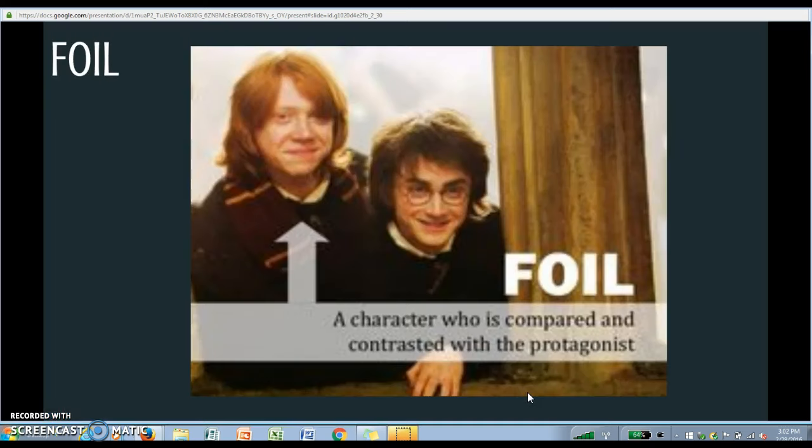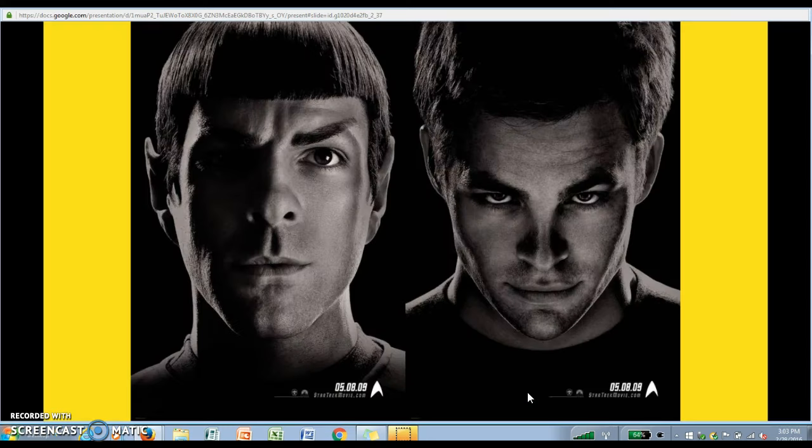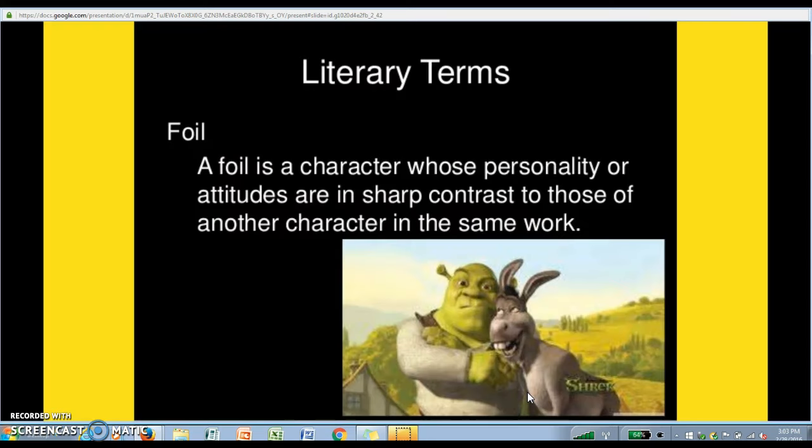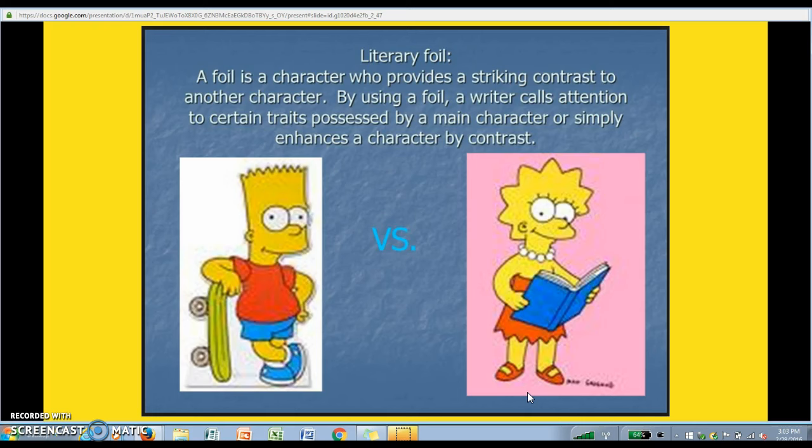So for our last term, let's talk about foils. So a foil is a character who is compared and contrasted with the protagonist. And there are so many great foils that we can think of, including Ron and Harry, Spock and Kirk, Shrek and Donkey, even in The Simpsons, Bart and Lisa. So it is important to know that a foil is a character who provides a striking contrast to another character. By using a foil, a writer calls attention to certain traits possessed by a main character or simply enhances a character by contrast.